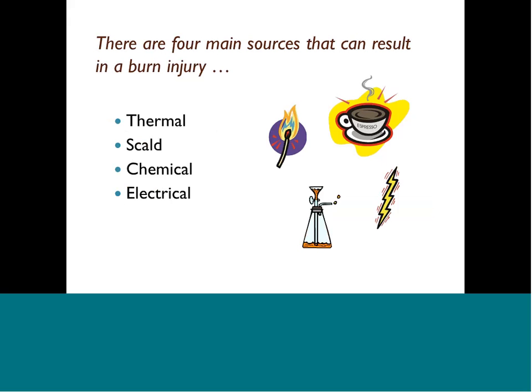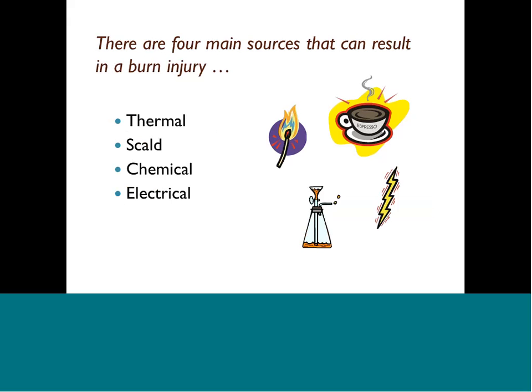Looking at the main sources that can result in a burn injury, there are 4 different types. We have thermal, scald, chemical, and electrical. Now, some areas do classify thermal and scald together. For this module, I've separated them out because they're quite a bit different in who we see with those patients that get these injuries and how they're treated.